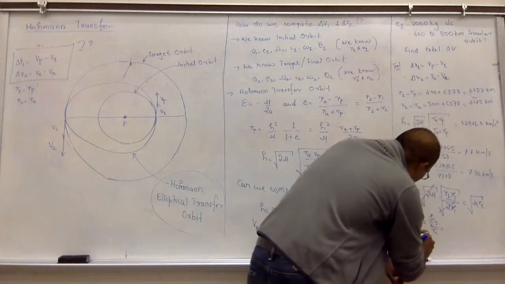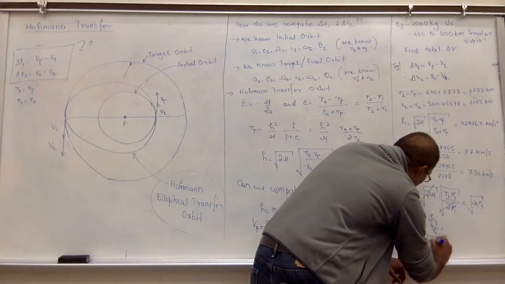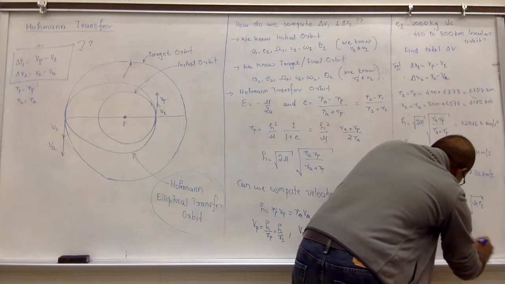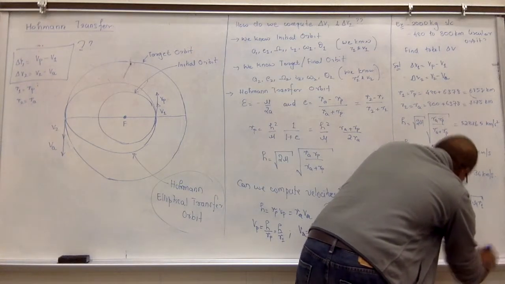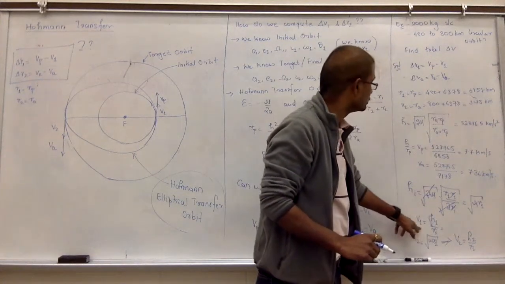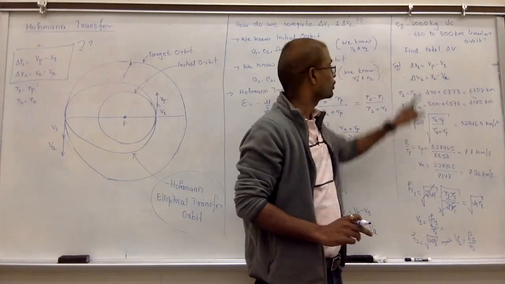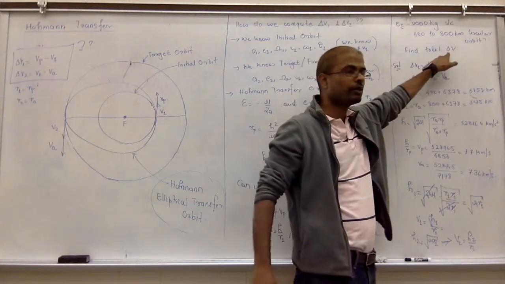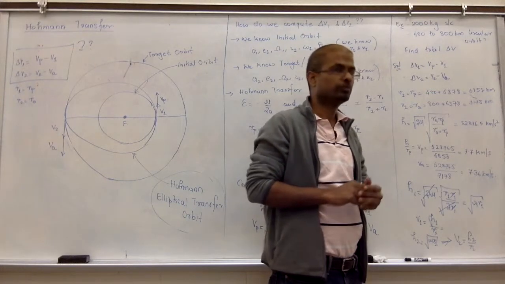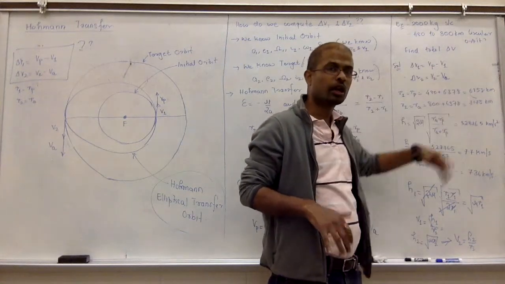And can you calculate H2 the same way? H2 is equal to root of mu R2, and from this you can calculate V2. This is H2 divided by R2. Once you know V2 and V1, you know delta V1 and delta V2. Once you know delta V1 and delta V2, you add them and you get the total delta V. It makes so much more sense when we start working it out. So now, is this clear how we do a Hohmann transfer?